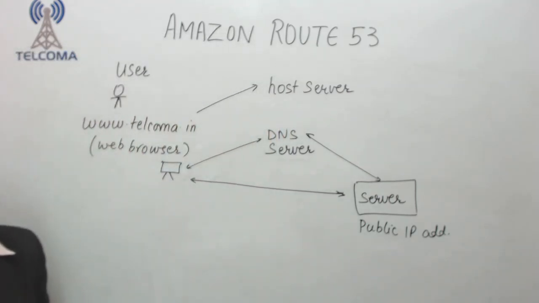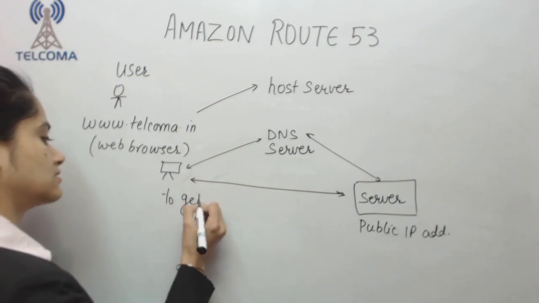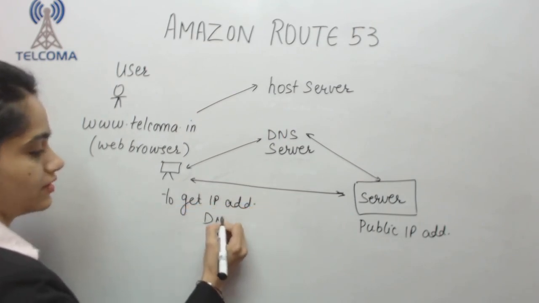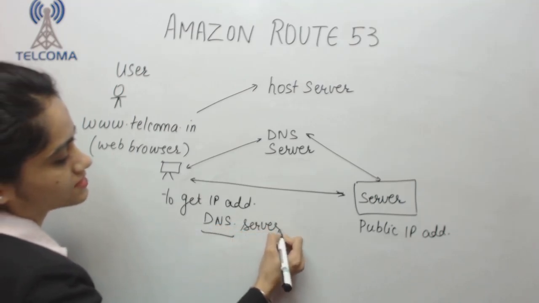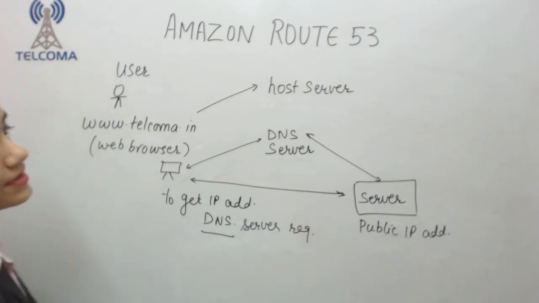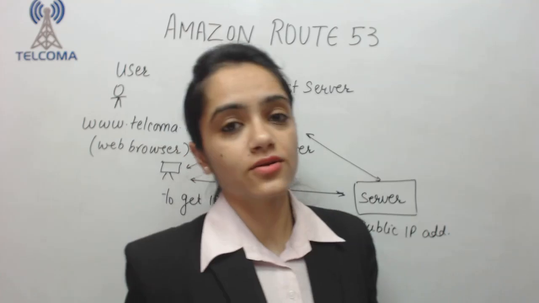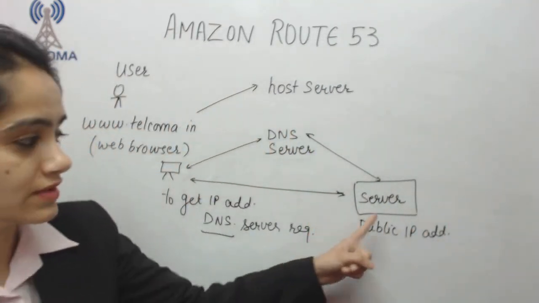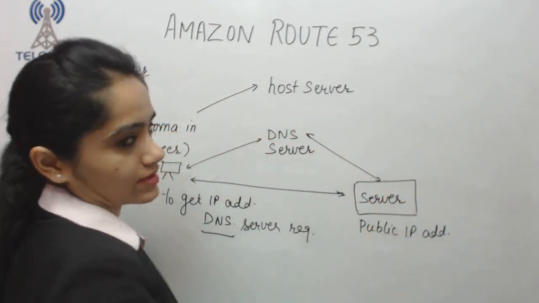Now the computer needs an IP address. For every operation, the computer needs an IP address. So to get the IP address, we require a DNS server request. So this is a DNS server which locates our IP address and makes a direct connection with the server where telcoma.in or any website is located.